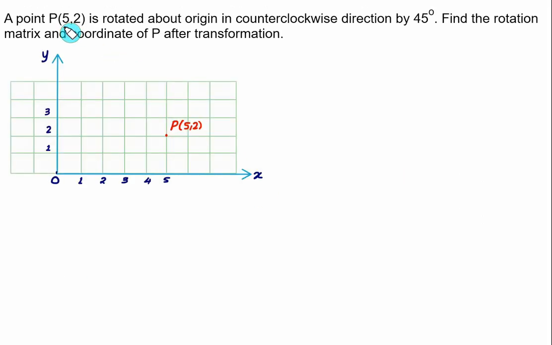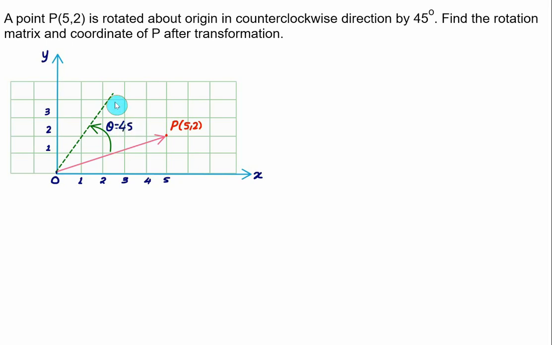A point P(5, 2) is rotated about the origin in a counterclockwise direction by 45 degrees. Find the rotation matrix and the coordinate of point P after transformation. In the XY graph we can locate the point P, with x coordinate equal to 5 and y coordinate equal to 2. This point you have to rotate about the point O, that is the origin, in an anti-clockwise direction by 45 degrees, so theta is equal to 45.